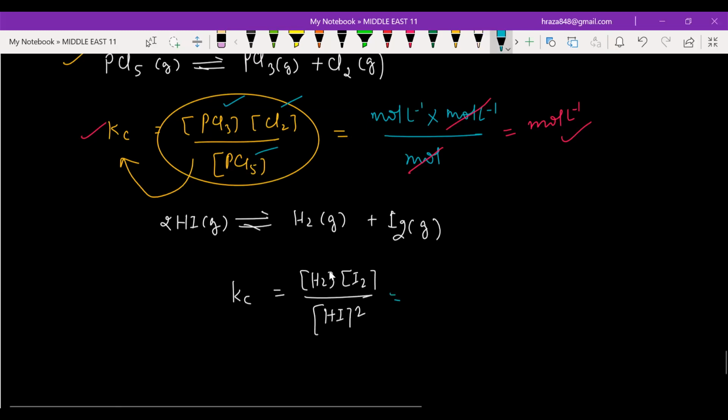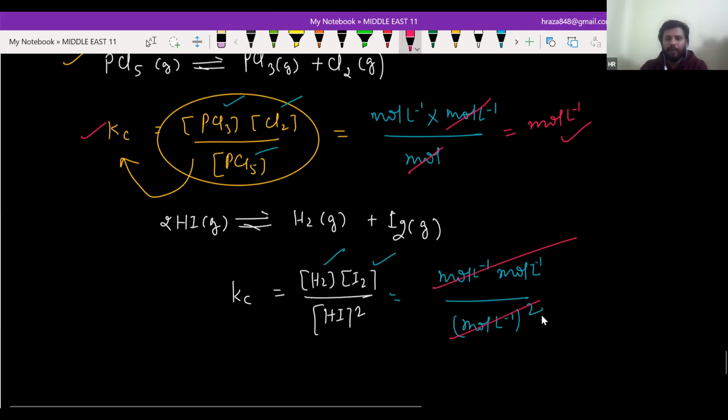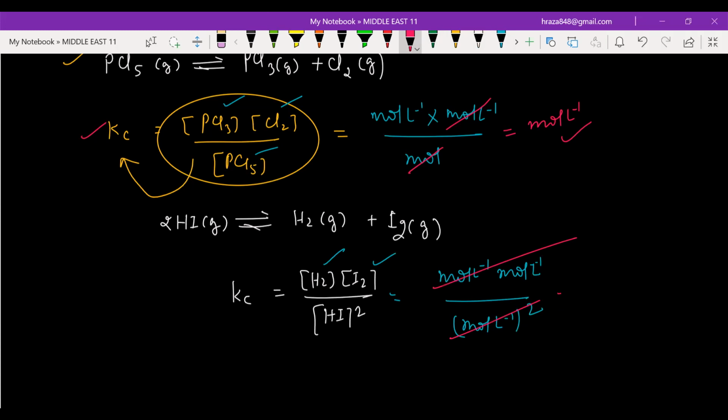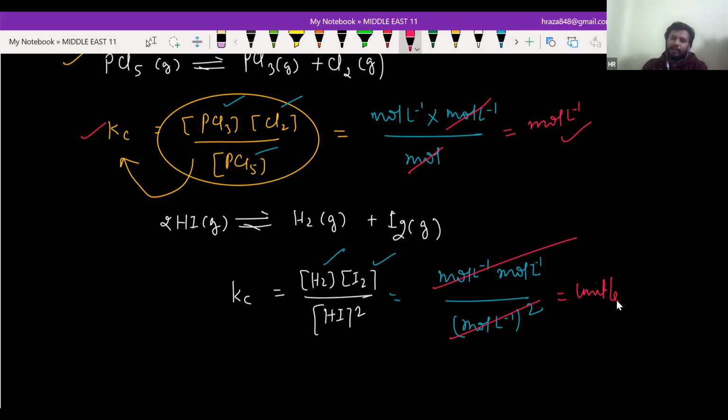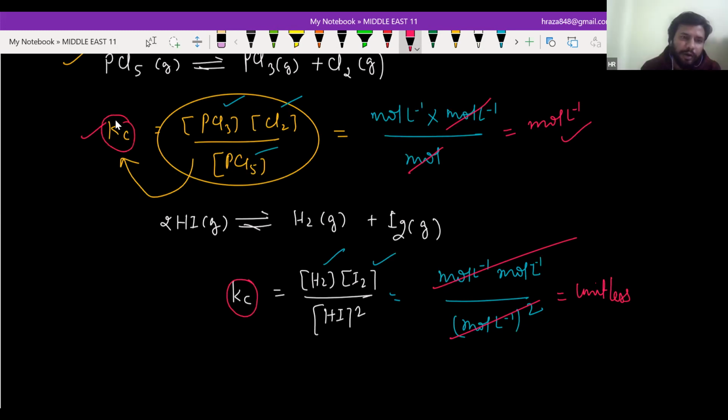Yes, sir. Now what is the unit of this? Mole per liter. What is the unit of this? Mole per liter. And what is the unit of this? Mole per liter to the power 2. So can I cancel both with this? Yes, sir. And here it will be unitless. You can see it is unitless. So what I want to say is that the unit of Kc is changing according to the reaction. Everyone, right? Yes, sir. Correct?